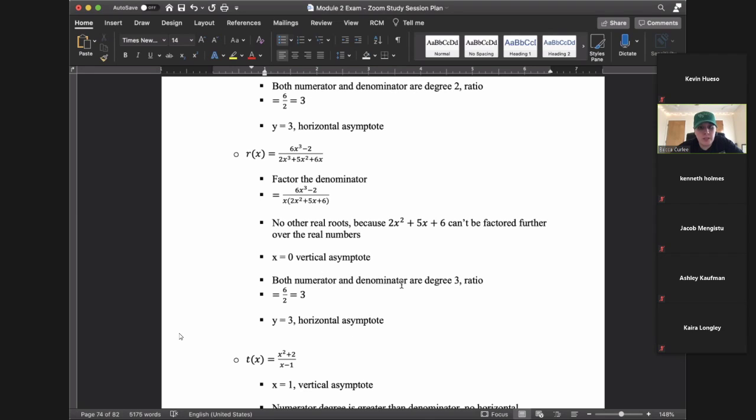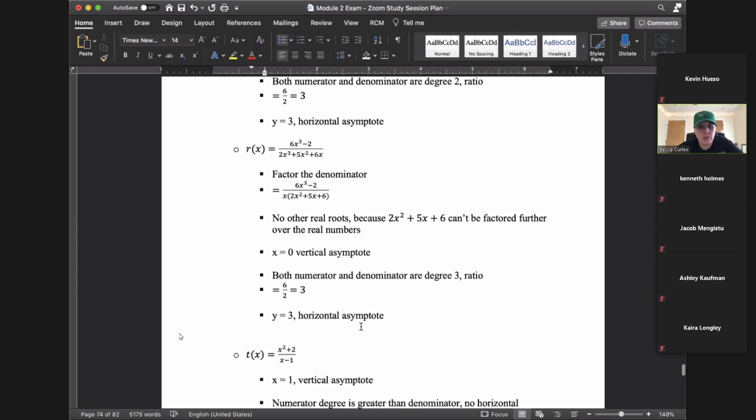Both the numerator and the denominator are degree 3. Since they're equal, we're going to take a ratio of the leading coefficients. So it's going to be 6 over 2, which is 3. So y equals 3 is a horizontal asymptote.